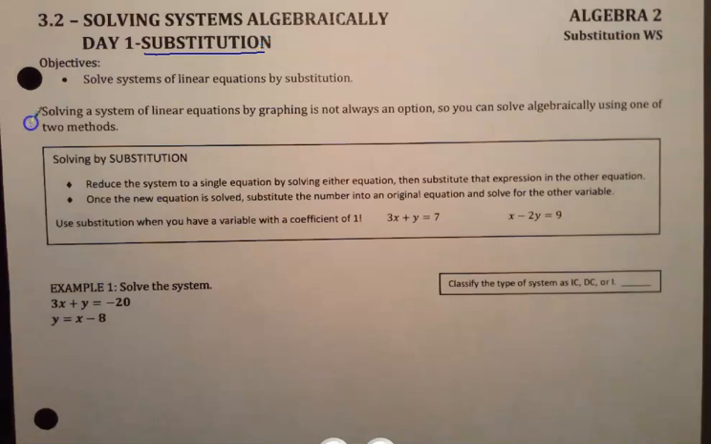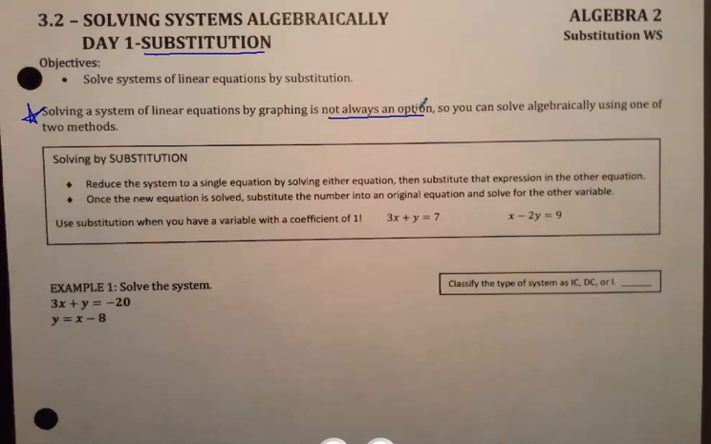But there's a little note here. Solving systems of linear equations by graphing is not always an option. Graphing is not always an option. So you can solve algebraically using one of two methods. Today we're going to focus on substitution. Now, solving by substitution.